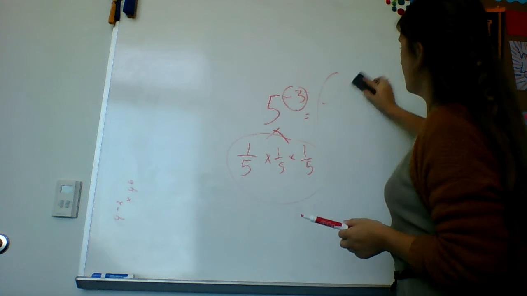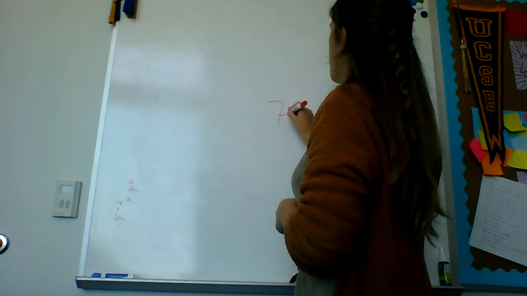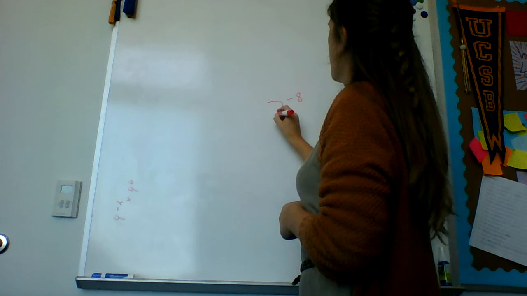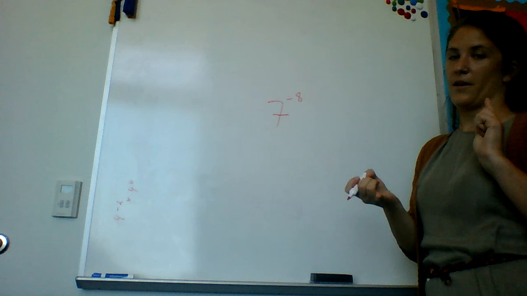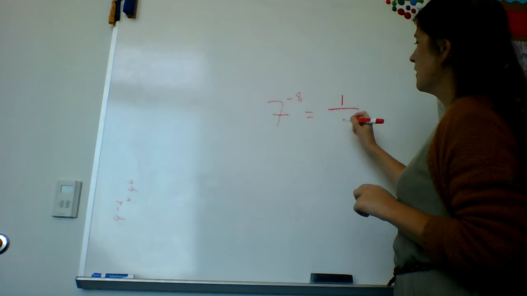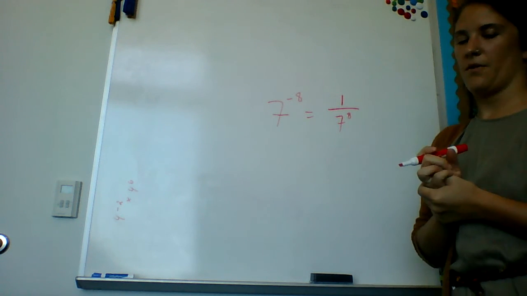Let's try one more like that. Let's do 7 to the negative 8th power. This negative exponent tells me I'm going to have a fraction, and then I'm going to divide. My fraction's numerator is always 1. It's going to be over the base of 7 to the 8th power.